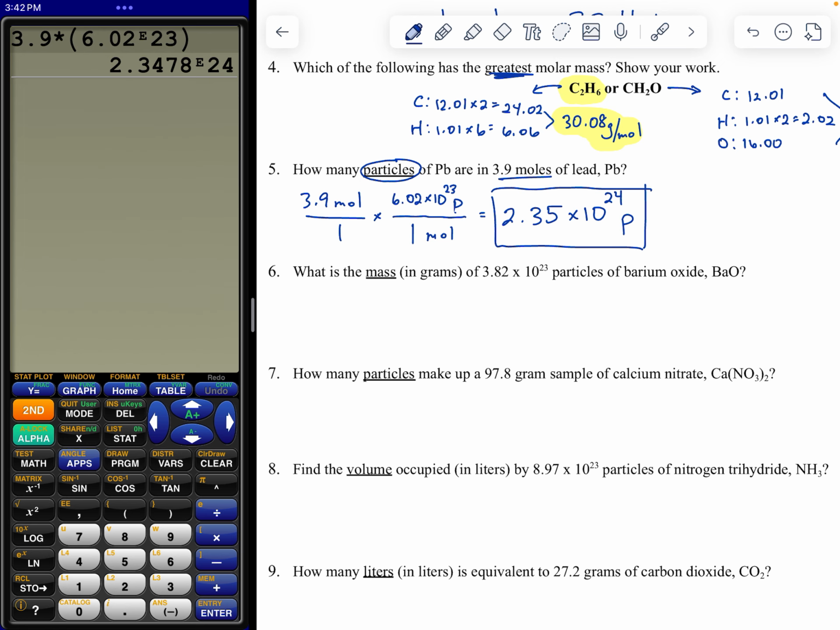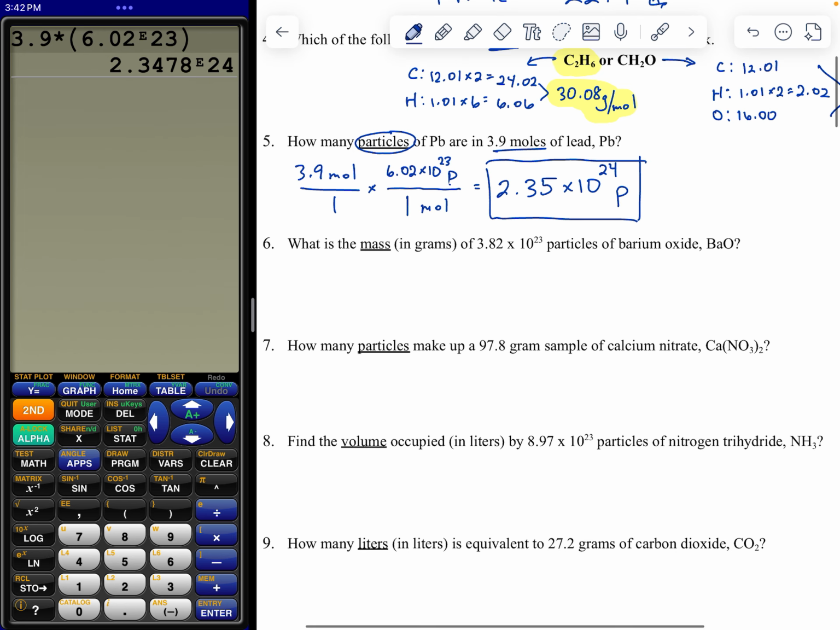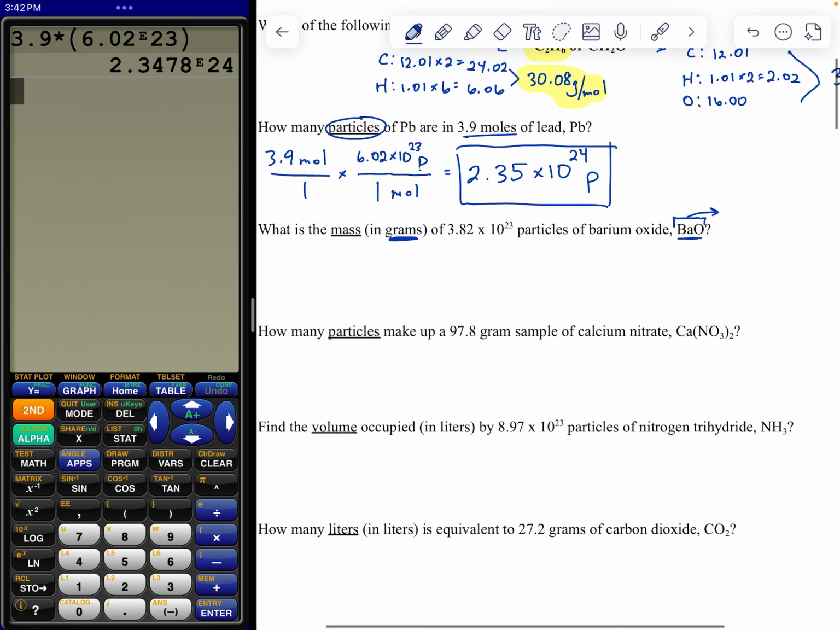All right, so let's do another one. Now, anytime I see the word grams, I immediately want to look and see what my formula is for my substance, because I'm going to need to use that to calculate the molar mass of my substance in order to have a conversion to be able to use to go to mass or go from mass. So what's the mass in grams?